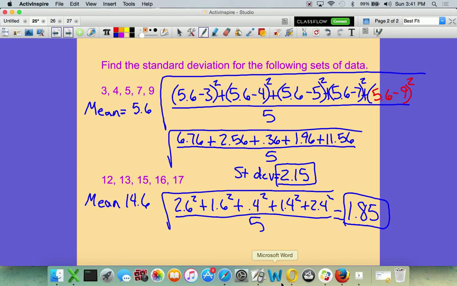Alright, that is standard deviation. It is a lot of work, but you can handle this. You just gotta go through the steps.